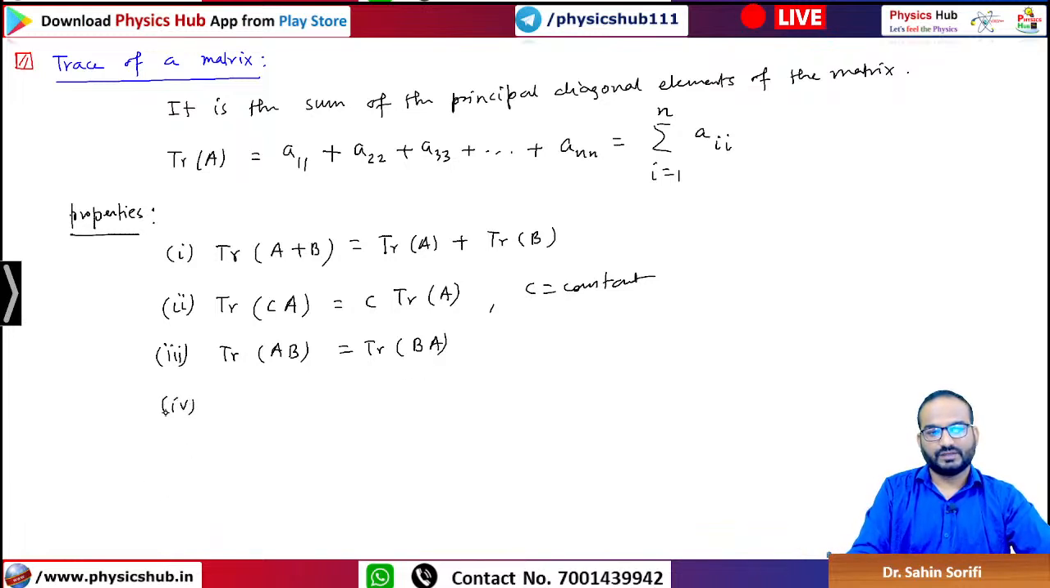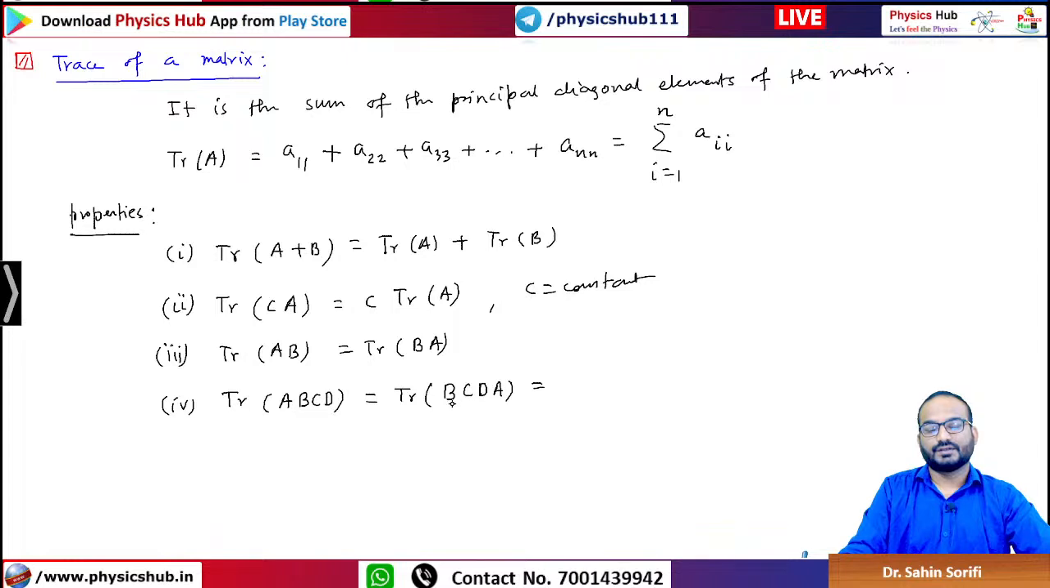Now the fourth one is very important. Trace of, let's say, four matrices A, B, C, D. You can just rotate it in a cycle, like you are just moving one position. Trace of A, B, C, D: you can write B, C, D, and A will come at last, trace of B, C, D, A. Many questions are framed based on these properties.